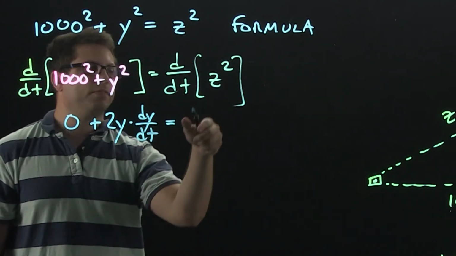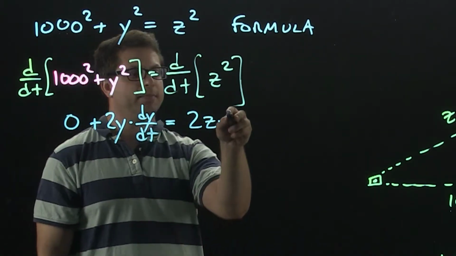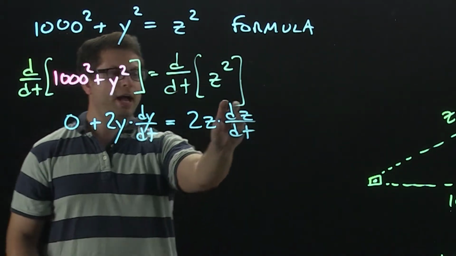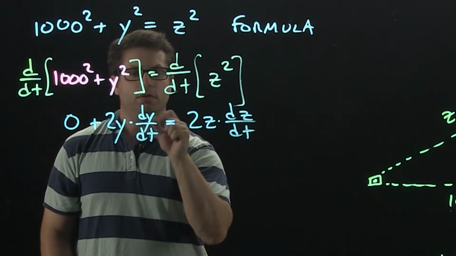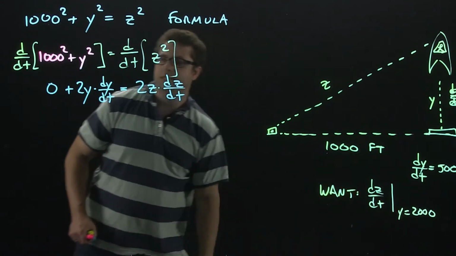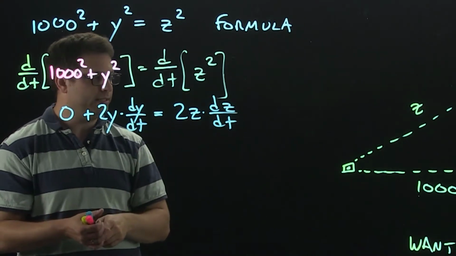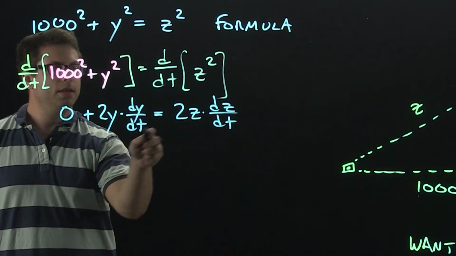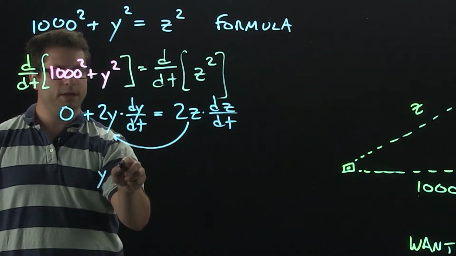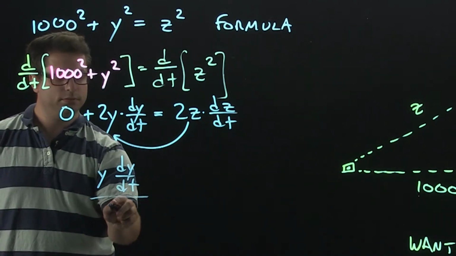On the right-hand side, we need to differentiate z squared, so that's going to be 2z. And since z is a function of time, we have to multiply by the derivative of z, which is dz/dt. Now there's the part I want. I have dy/dt, and I know y right now because it's going to be at 2,000 feet. What I don't know is z, so we're going to have to figure that out. But right now, let's solve for dz/dt since that's what I want. I'm going to divide the 2z over, and the 2 is going to cancel, so I get y dy/dt all over z.